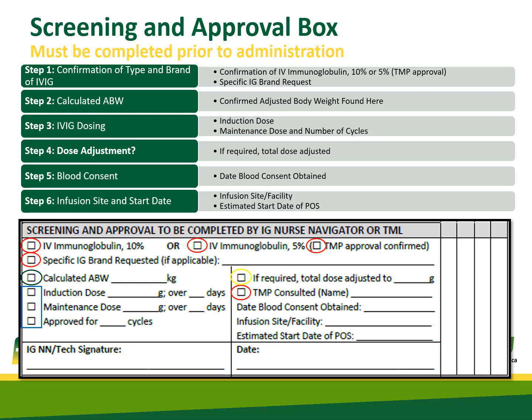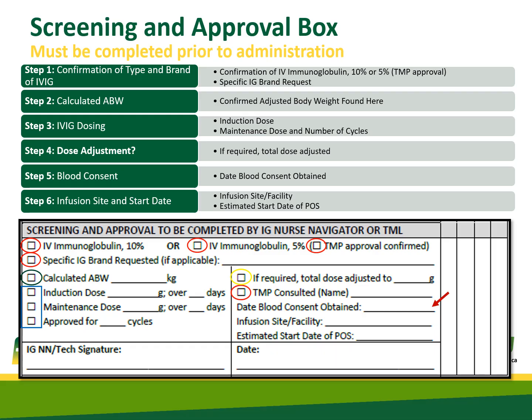So step 3, you're going to enter the confirmed dose, whether it's an induction dose or a maintenance dose, and that's just your total dose in grams given over how many days, and then approve for how many cycles if it's a maintenance dose. I've included step 4 here too, because if there is a required dose adjustment, whether it's due to the physician using the wrong weight or the dose wasn't rounded, or for whatever reason we've had to make an adjustment to that dose, step 4 is making that change and indicating it here as well.